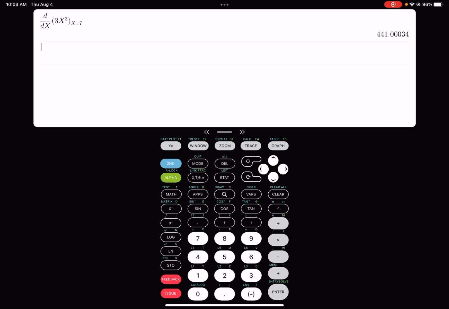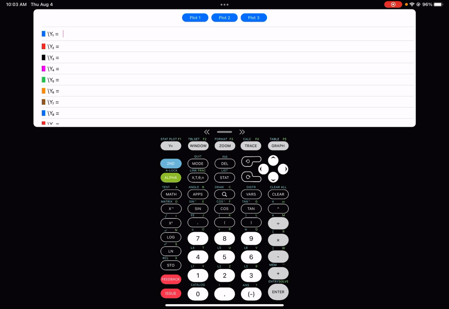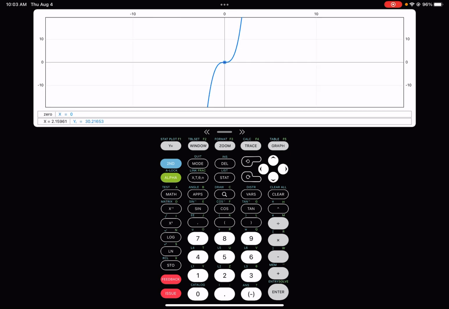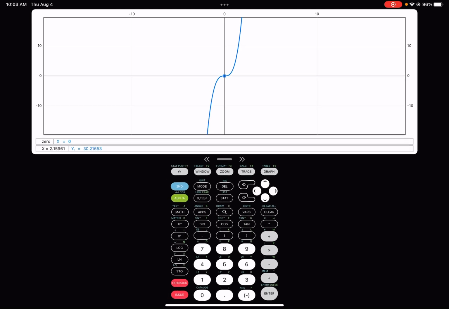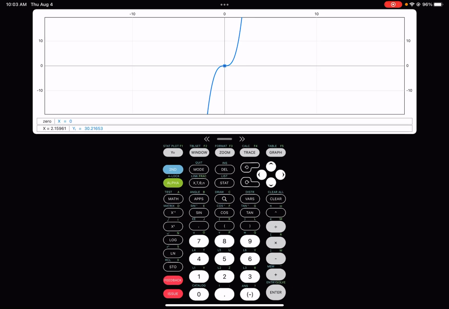Two more things I want to show you. Y equals. I'm going to do that same function, 3x cubed, and I'm going to graph that function. So here's my function right here. There's 3x cubed. Now, if I want to do the same thing I did, if I want to evaluate the derivative, I don't have to go back to the main screen. From this screen right here, I can find the derivative at a point.